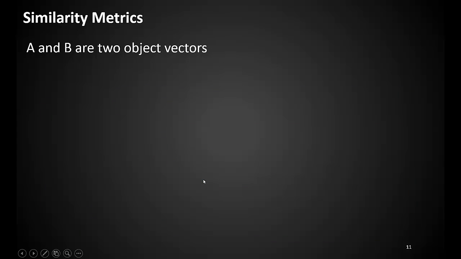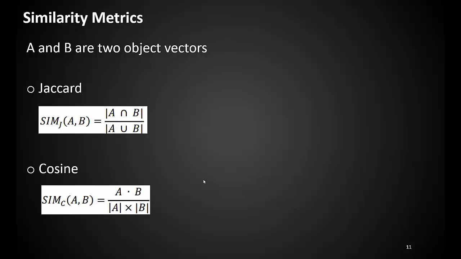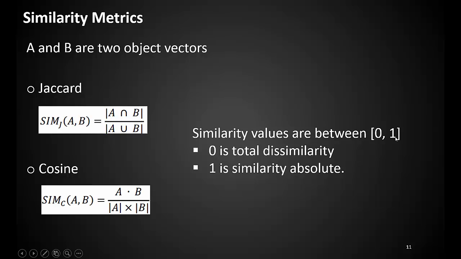Then we have similarity metrics to calculate similarity between two objects and map them into a single numeric value. Two similarity metrics used in this work are Jaccard and cosine. So let's suppose that A and B are two object vectors. In both metrics, similarity values are between 0 and 1, where 0 is total dissimilarity and 1 is absolute similarity.